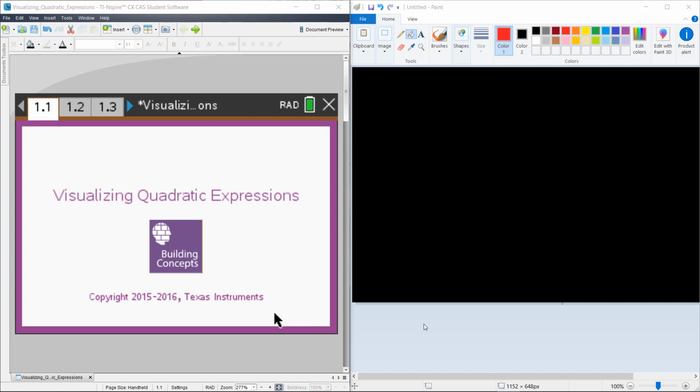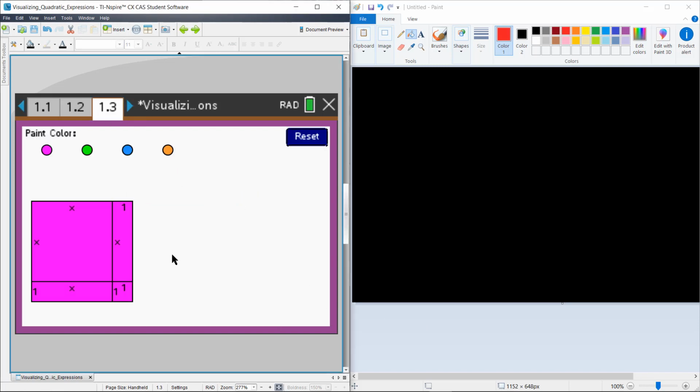Hi, this is Curtis from TI, and this is Visualizing Quadratic Expressions. We're going to do part 2 in this section. This time we're going to explore the connections between the area models we explored in the last video and both their arithmetic and their graphical representations. So hopefully you guys can get a lot out of that. Let's dive in.